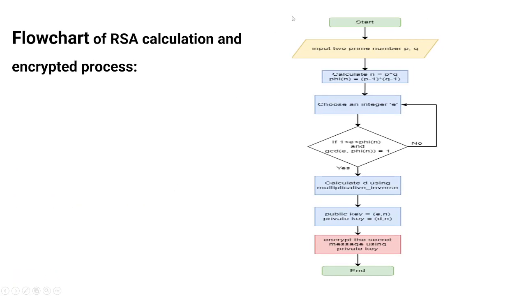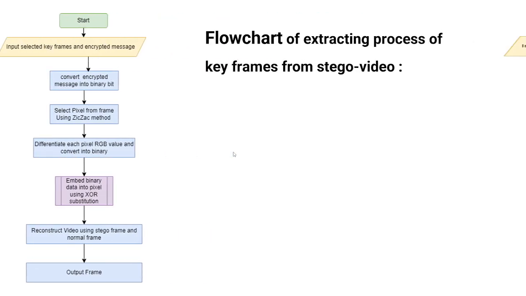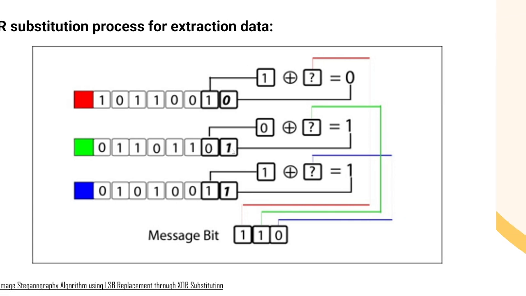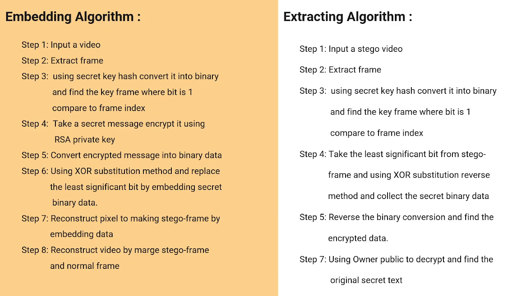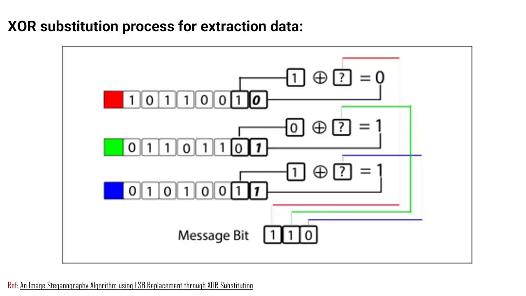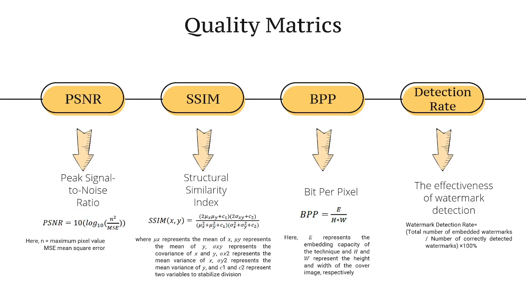Flowchart of RSA calculation. This is the RSA calculation flowchart and encryption process. This is the XOR substitution process for embedding data. Flowchart. And this is the extraction process. This is the implementation, embedding algorithm, extraction algorithm. The evaluation metrics are PSNR, peak signal to noise, SSIM, BPP and detection rate.